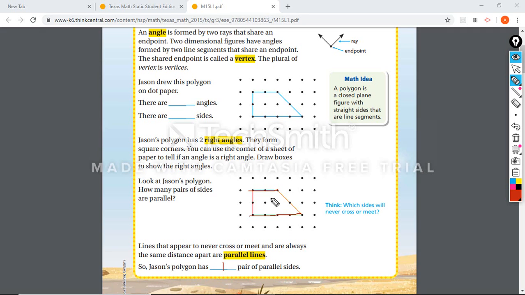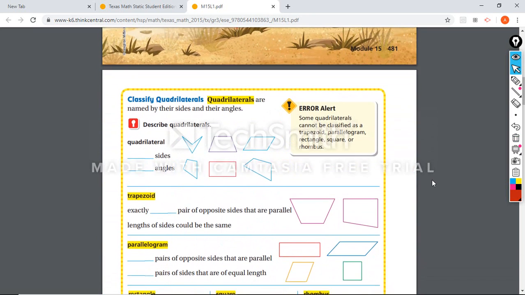A pair of socks, you have two socks. Okay, so right now you should have angle, vertex, vertices, and parallel lines, and the definition of a polygon. The next page that we're going to have is one that you need to have. We're going to start taking more notes, and I'm going to guide you through it.